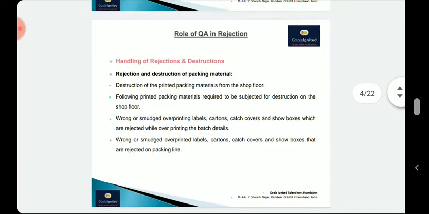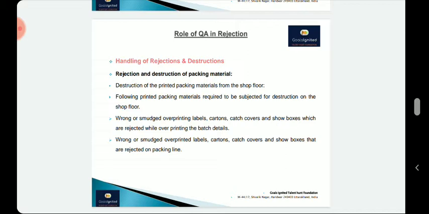So, rejections and destructions of the packing material: destruction of the printed packing material from the shop floor. The printed packaging material may be subjected to destruction on the shop floor, such as wrong or smudged overprinted labels, cartons, sketch covers and shoe boxes which are rejected while we are overprinting the batch details. These are common examples of rejections on the shop floor, where wrong or smudged overprinted labels or carton sketch covers are there in the packing line.